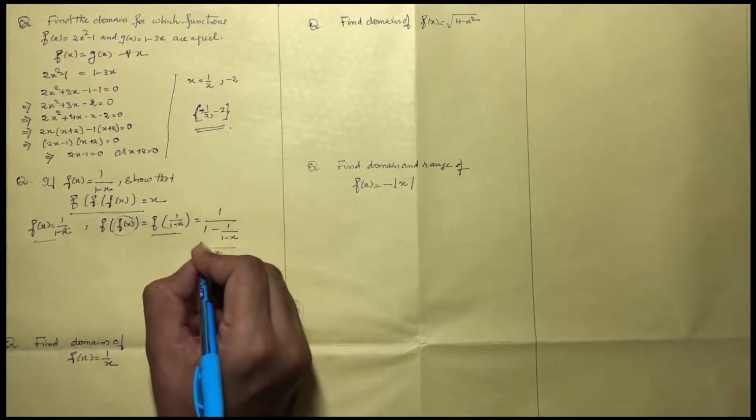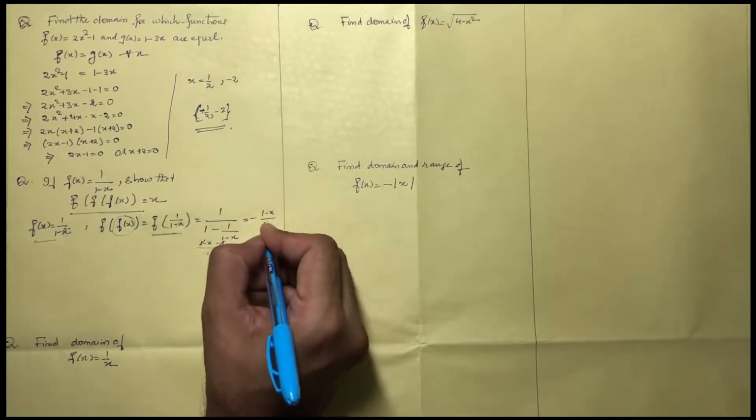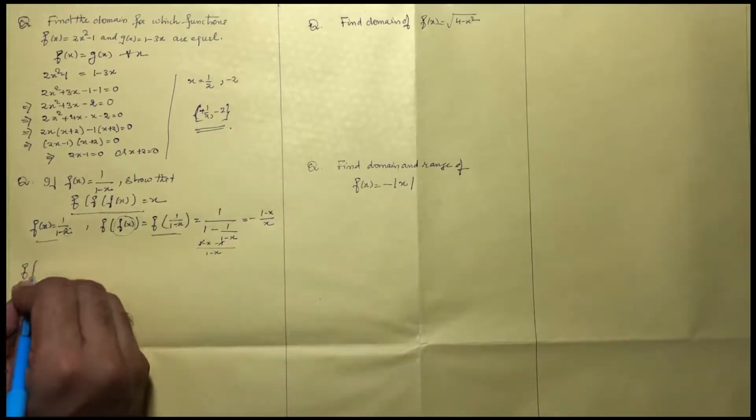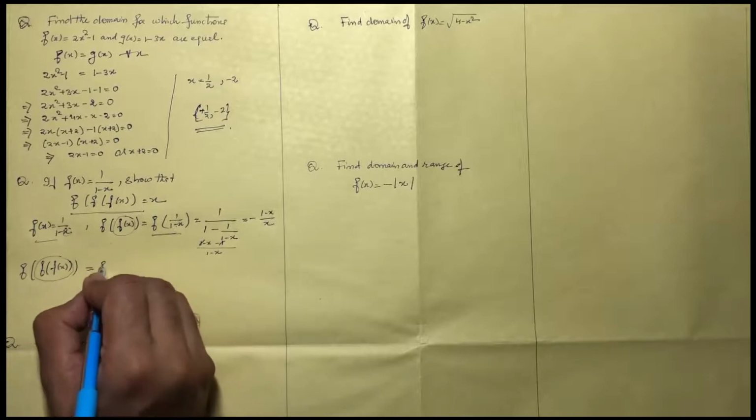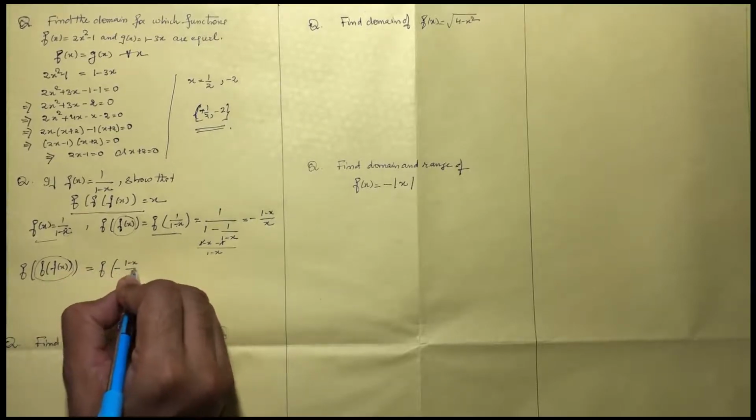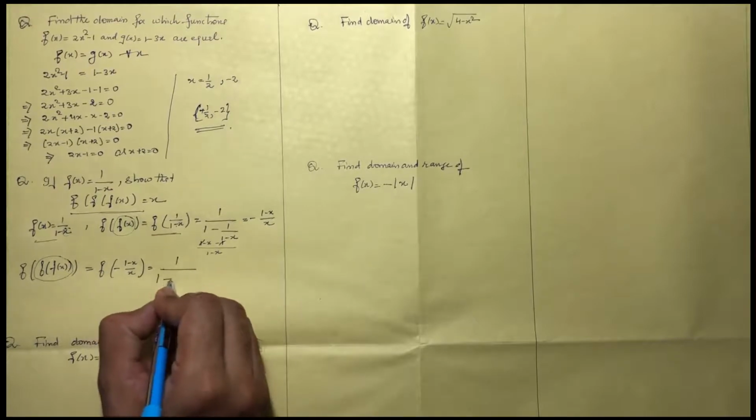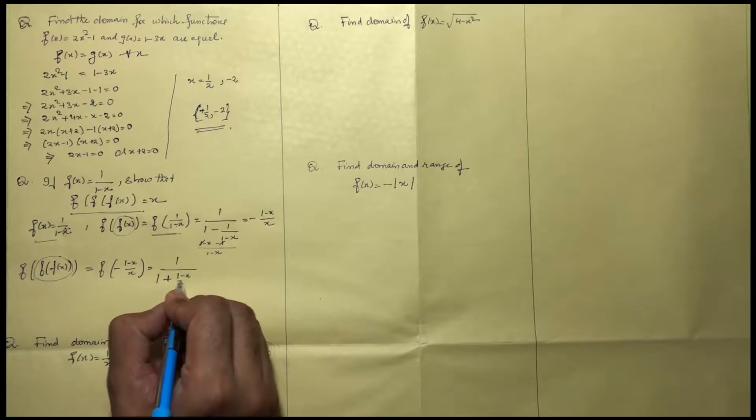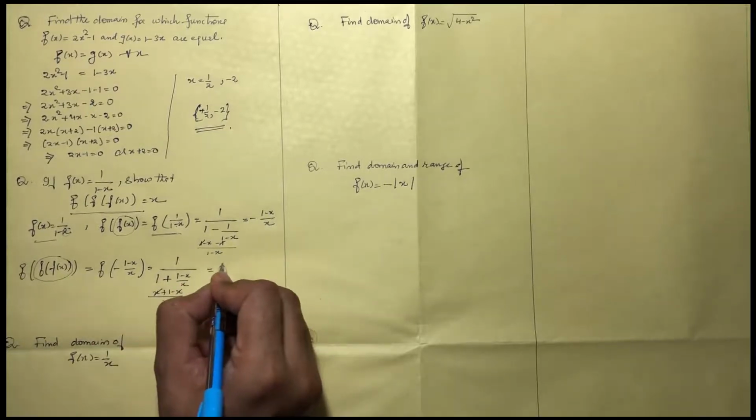So taking LCM, what do we get? −(1 − x)/x. Now again f(f(x)). We already calculated this. How much do we get this as? −(1 − x)/x. So again putting this here, this is 1/(1 − ...), so minus is already there, it becomes plus (1 − x)/x. Taking LCM, x + 1 − x, x cancels, so it becomes x upon 1, which is x, the required proof, required solution.